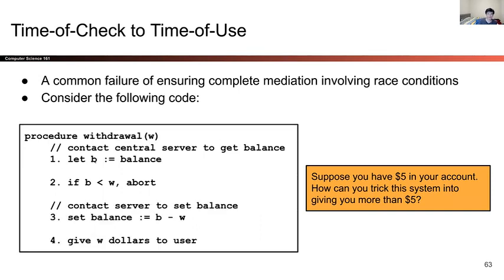First, it's going to check the balance, and it assigns a local variable, set b equals balance, where balance is some global variable. If b is less than the amount that you're trying to withdraw, then just abort. Then you set the balance to b minus w, so you subtract that w from the balance, and then you give the dollars to the user. Does anyone see any issues with why or how this could be exploited?